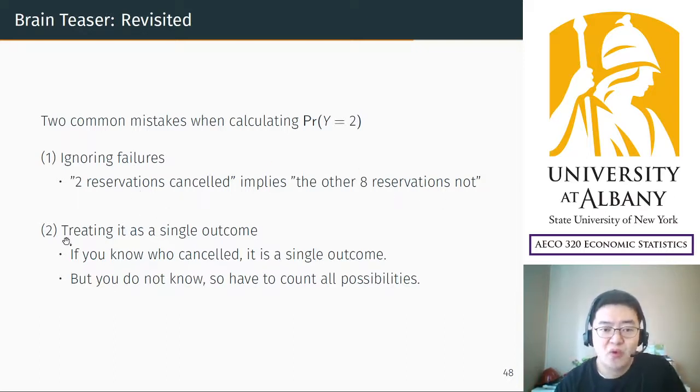And also, this is another blind spot. It looks like one outcome. When I ask you just 2 reservations are canceled, it sounds like there is only one outcome. Then okay, think about 2 cancellations and 8 non-cancellations. Okay, then that's it, but actually not. There are different scenarios and you have to calculate the probability for each of them. And it's usually forgotten without understanding the binomial distribution.